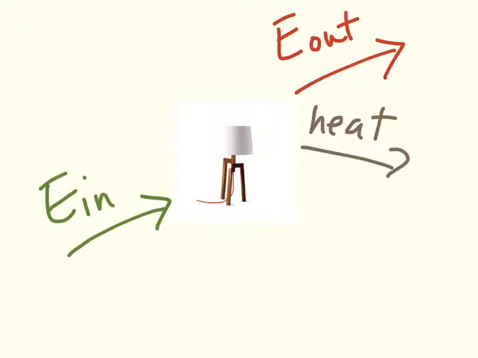Now if E in and E out equaled each other, we'd have 100% efficiency, which just doesn't happen in the real world. There's always energy that is lost in some way, and usually in the form of heat. So no real device is a perfectly efficient energy converter. Some input energy is always going to be converted into waste energy, usually in the form of heat. So we can calculate the actual efficiency of devices. That can help us determine which ones are doing their job well. And we have a formula for that. So that's what we're going to be calculating in this video.